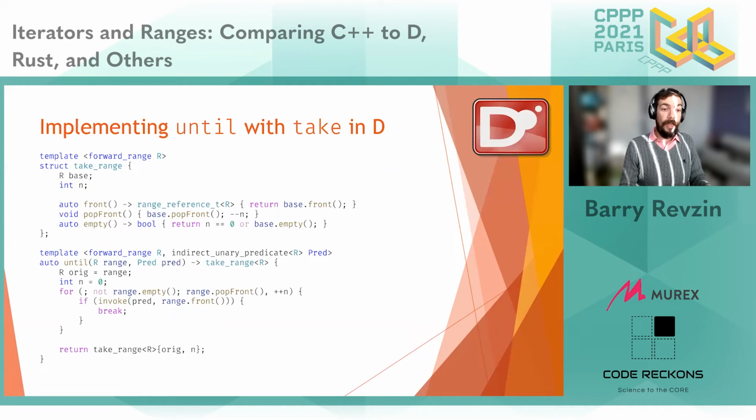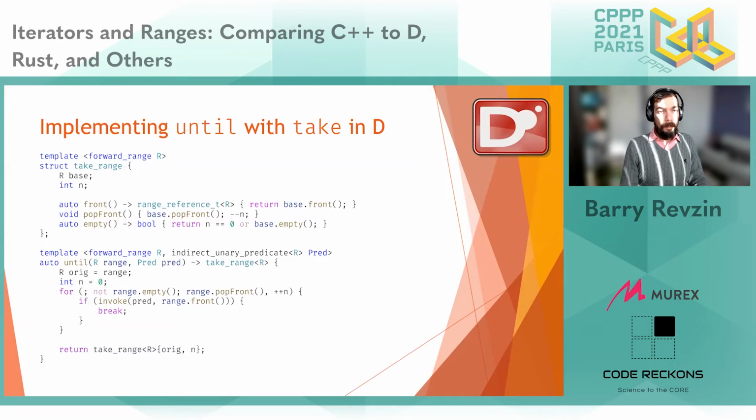So instead of having an iterator into the first element that satisfies our predicate, we just have a counter, n. And then we can use n to return a take range. Note that the first thing I'm doing in this algorithm is copying range to hold onto it, because we're consuming range in that loop. D actually calls this operation save, but that has to do with the D language itself. And in C++, we would certainly use the copy constructor to copy things.